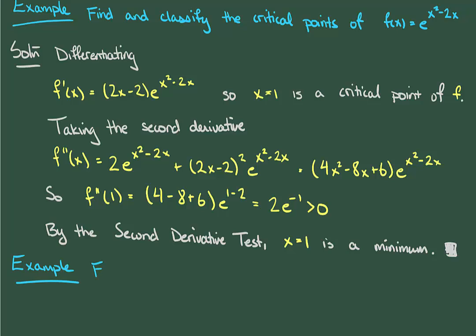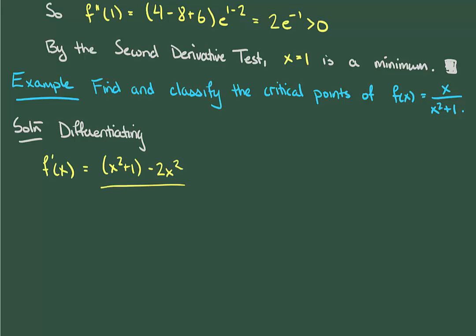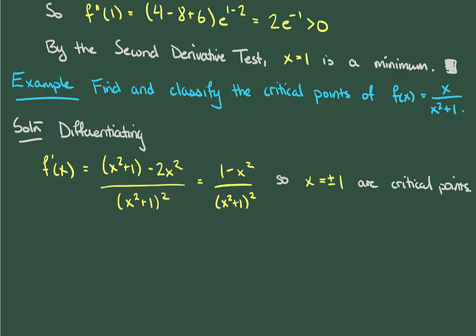Next up, I'm going to do an example which actually shows you that the second derivative test isn't the greatest result. Let's find and classify the critical points of x over x squared plus 1. As before, we're going to differentiate to find the critical points. A quick application of the quotient rule and some nice cancellation gives us the following. The numerator is 0 when x is plus or minus 1, so those are our critical points.